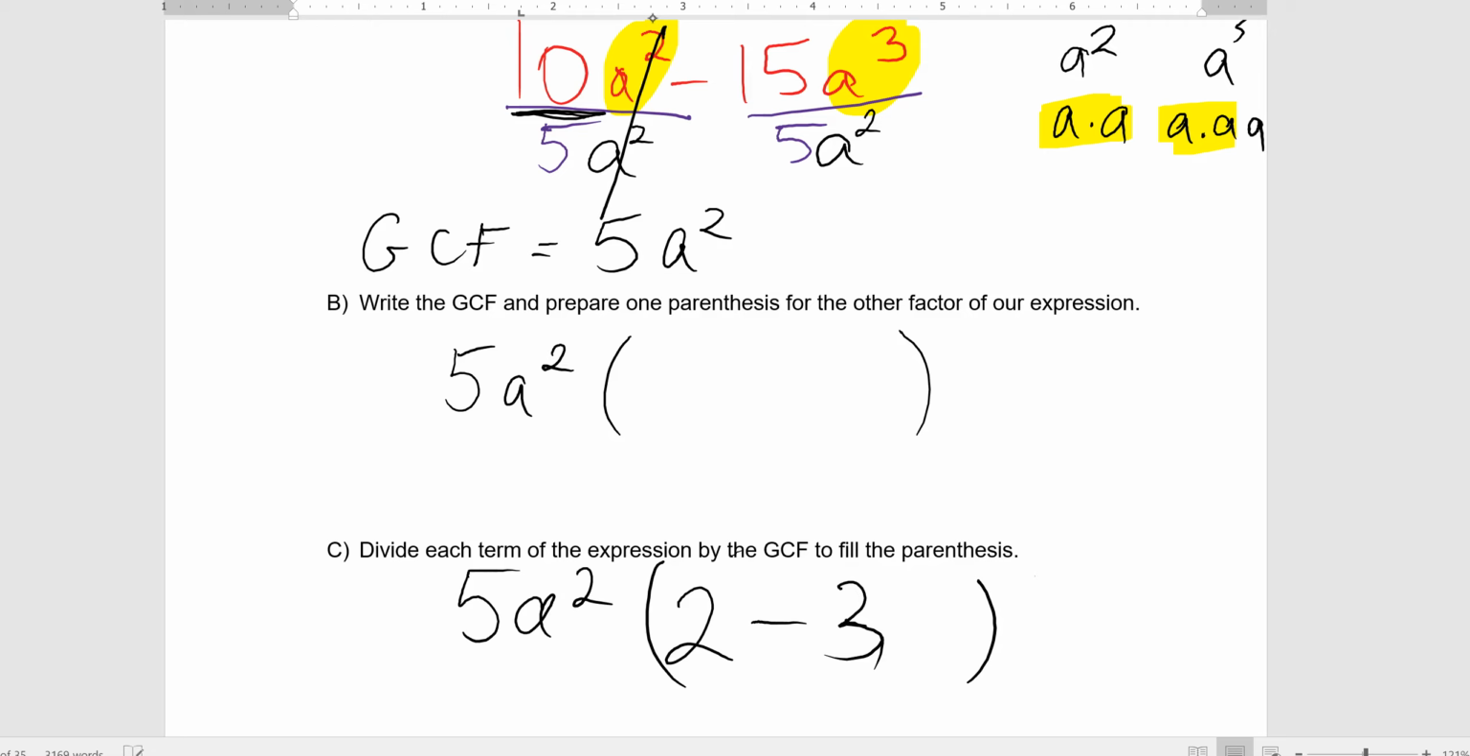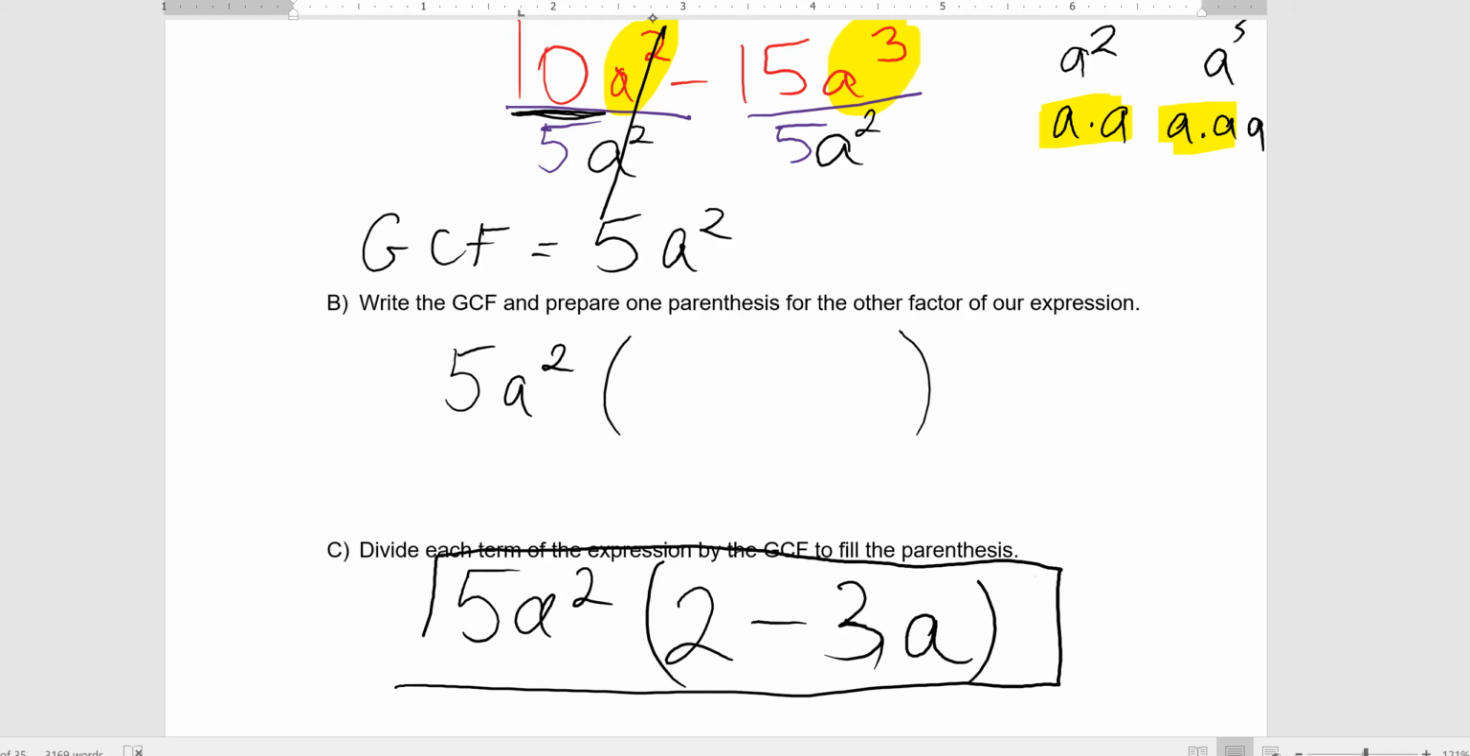And then last, in order to divide powers of the same base, we keep the base, the a, and for division, you subtract exponents. So we get a to the first, or just plain a. And this is our expression in factored form.